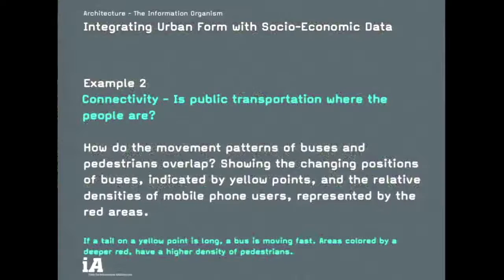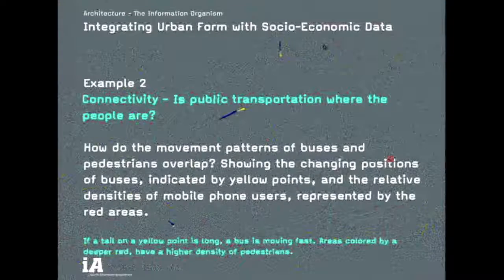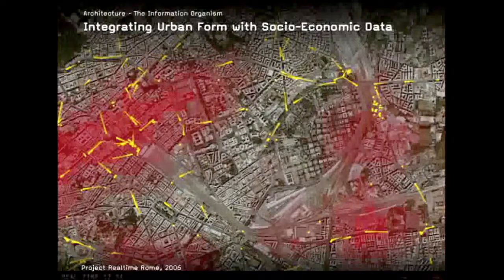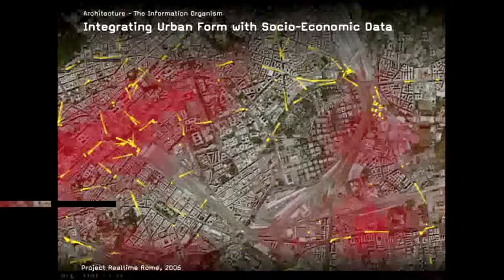Another example from the same study is the connectivity. Is public transportation where the people are? So you look at different places, look at the movement of buses, and look if that overlaps with the position where the pedestrians are. So let's have a look at this. This is actually a little bit animated. You might recognize the area here.